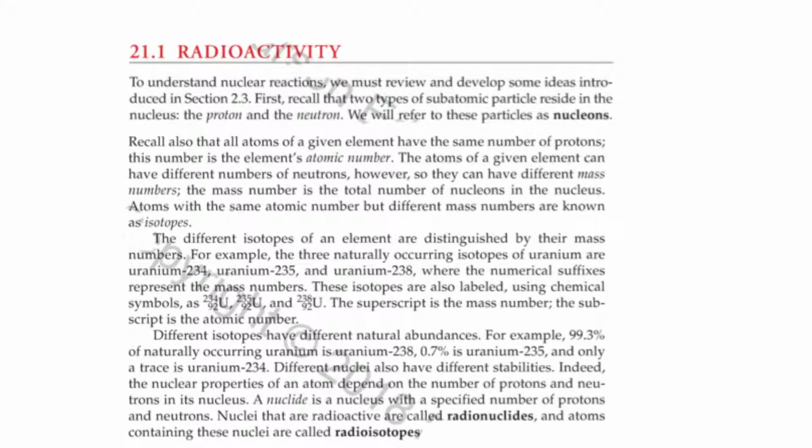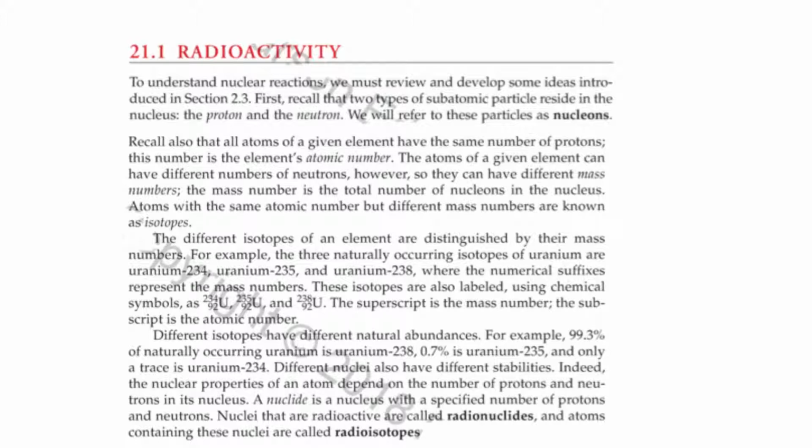Atoms with the same atomic number but different mass numbers are known as isotopes. The different isotopes of an element are distinguished by their mass numbers. For example, the three naturally occurring isotopes of uranium are uranium-234, 235, and 238, where the numerical suffixes represent the mass numbers. These isotopes are also labeled using chemical symbols: uranium-234, 235, and 238. The superscript is the mass number. The subscript is the atomic number.